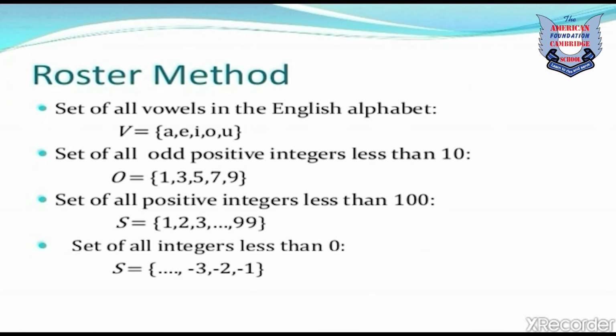Here you can see some more examples of roster form or tabular form. Set of vowels in English alphabet, set of odd positive integers less than 10, set of positive integers less than 100, and set of all integers less than 0. All these questions are written in descriptive form and answers are written in tabular or roster form. So in short, roster form means you are supposed to list out all the elements in a set in set notation.